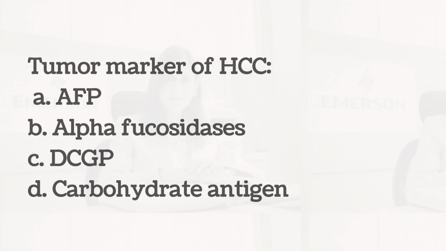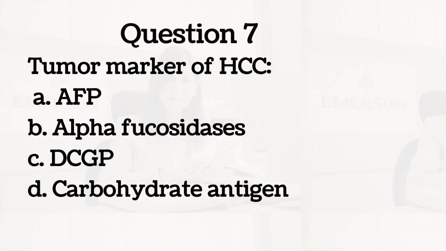Then we have question 7. Tumor marker of HCC: A. AFP, B. Alpha-fetoprotein, C. CEA, D. Carbohydrate antigen. If you don't know the meaning of these abbreviations, that's the way some MCQs come. They don't even give you the full thing. If you don't know the abbreviations, you won't get the question correct, because you don't know what they're asking for.